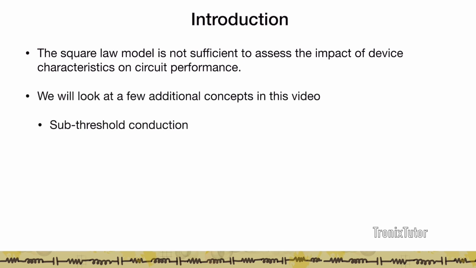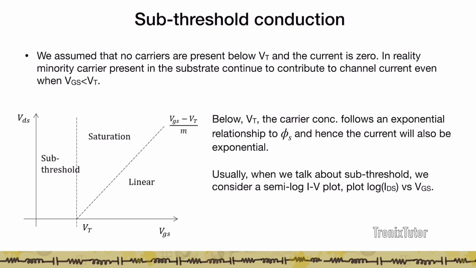We'll primarily look at subthreshold conduction, a little bit on body effect, and the effect of temperature on the VT of the transistor. So what is subthreshold conduction? As the word suggests, this is related to the current flowing in the transistor when the transistor is biased below VT, or when the gate voltage is below the VT of the transistor.